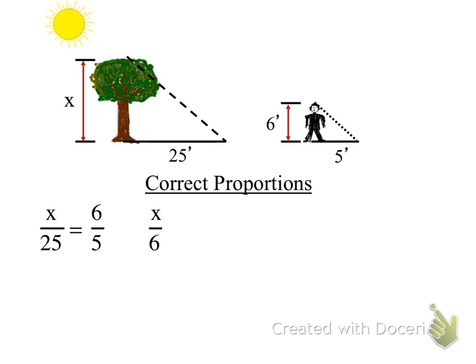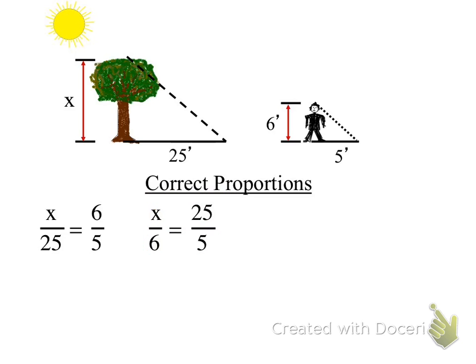Another way would be looking like this. Now notice I've got over here all the way across, this is the tree and this is the man, and x and 6 represent the height, right? And this represents the shadow. You guys with me? Okay. So as long as the way you're setting it up, that across it represents the same quantity, right?